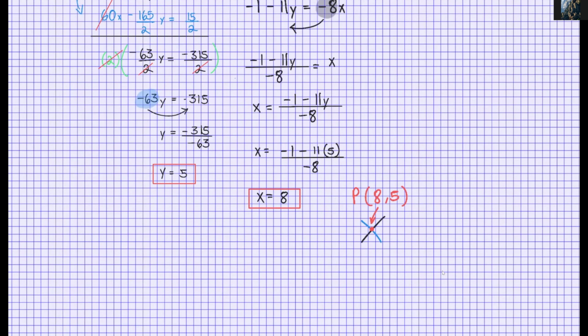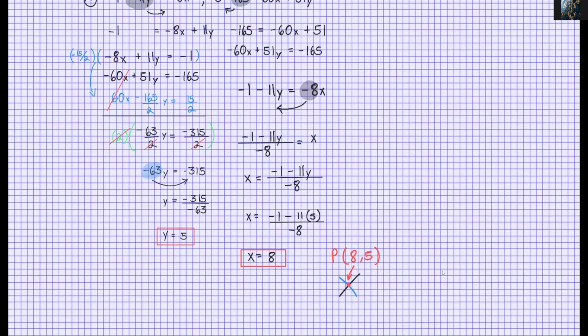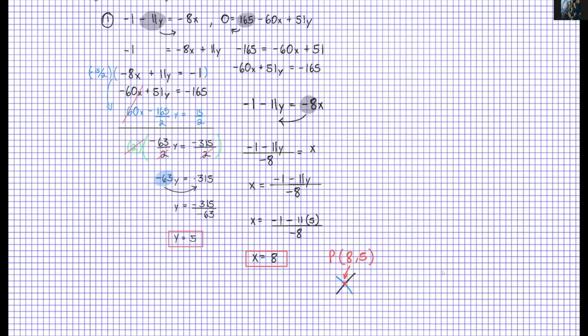Now, in this first example, we have a solution. Now, what happens when you don't have a solution? Okay, let's see another example in here.